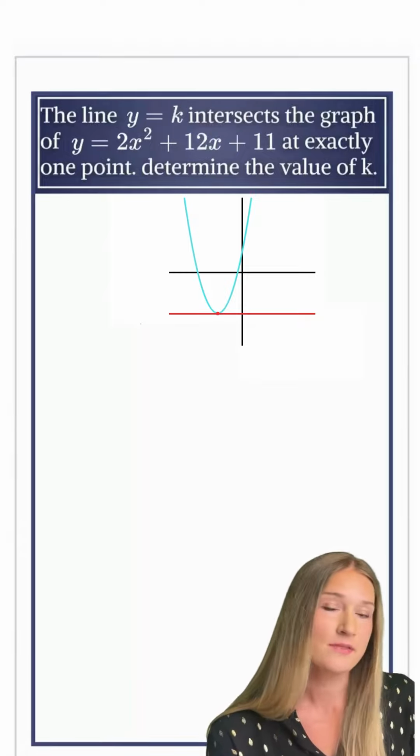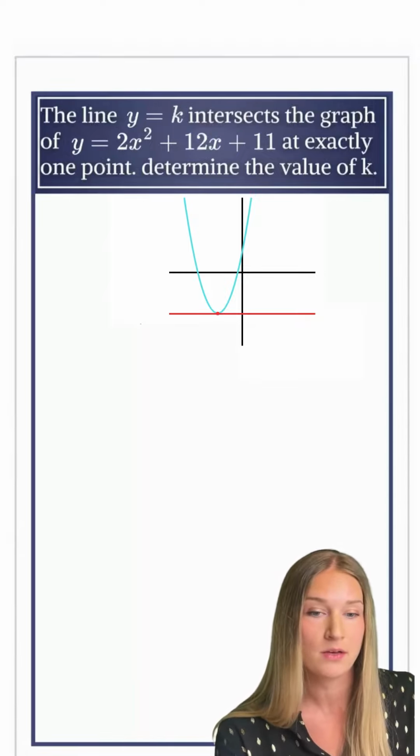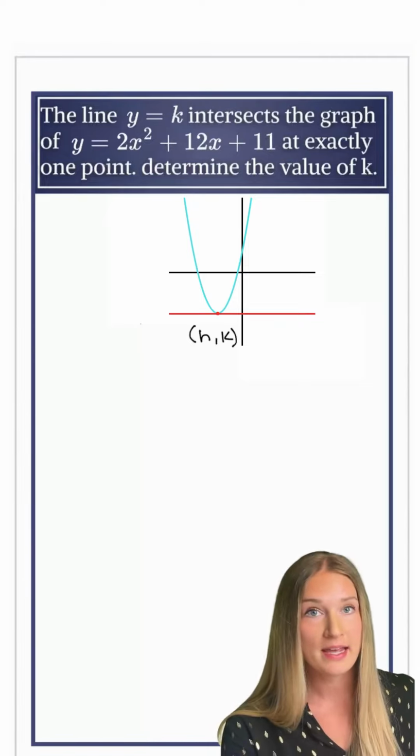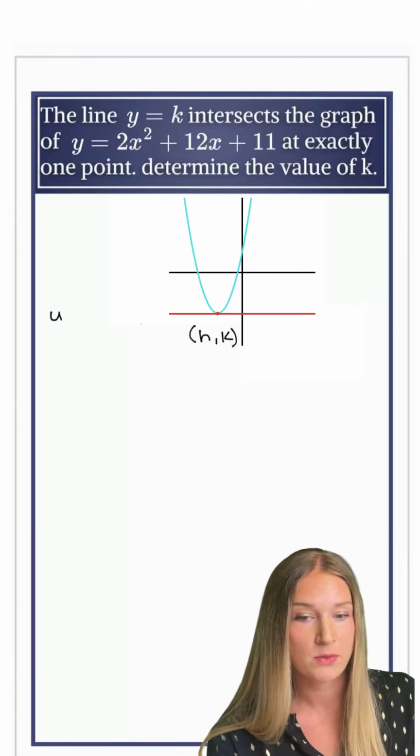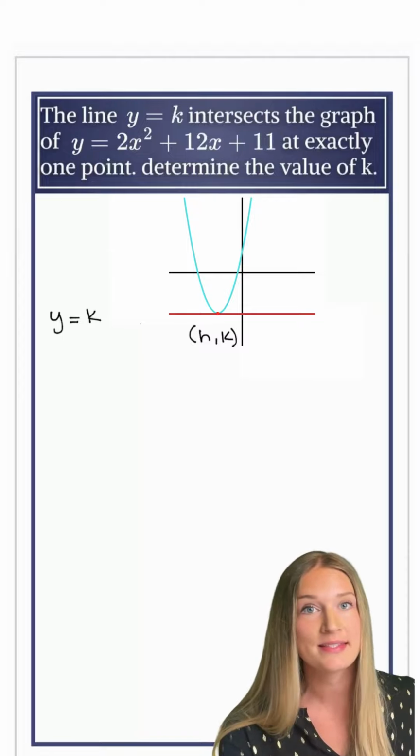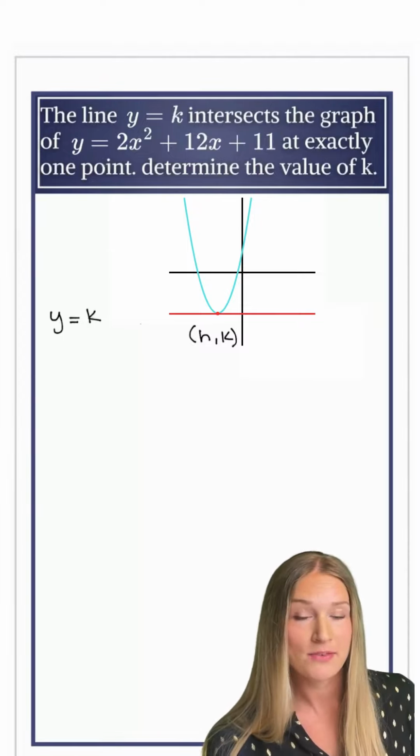So then to find the value of k, all we really need is to know the y value of this vertex. Our vertex right here has the coordinates (h, k), where k is the y value. So then our horizontal line is going to have the equation y equals k, where k is the same y value as your vertex. So let me go ahead and find my vertex.